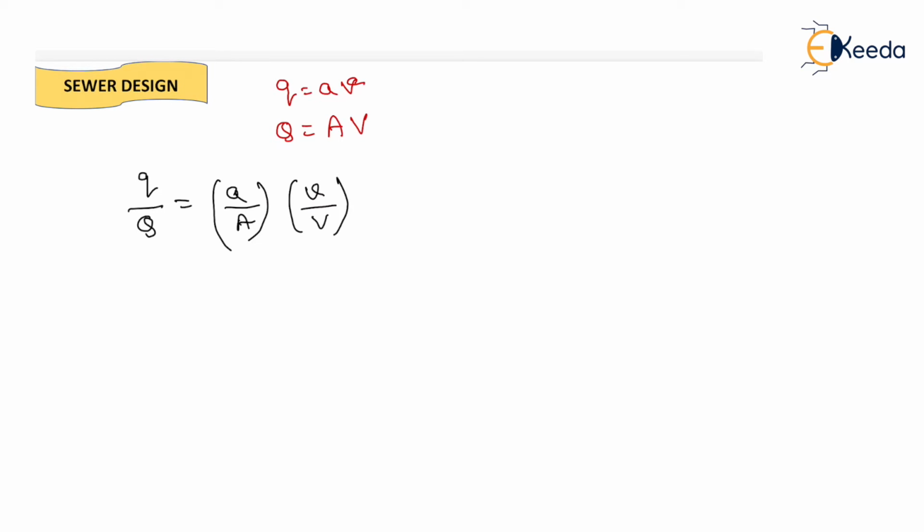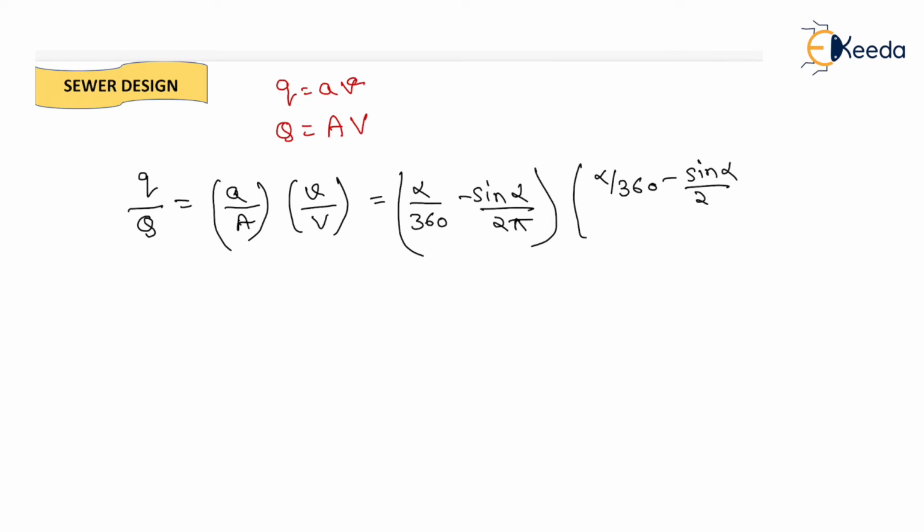Now we know the value of small a by capital A and capital V by small v. It will be equal to alpha upon 360 degree minus sine alpha upon 2 pi, into alpha upon 360 degree minus sine alpha upon 2 pi upon alpha upon 360 degree, all to the power 2 by 3. That will be the complete q by Q ratio, and it is nothing but the proportionate discharge.